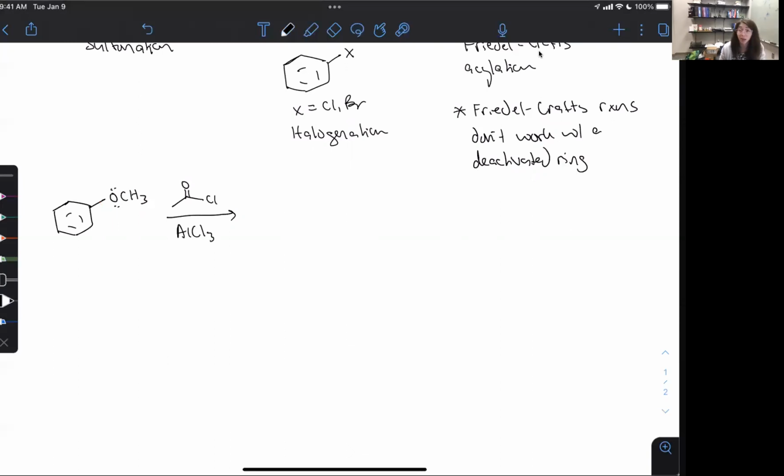And we're going to go through the mechanism and think about how we can predict what our major product is going to be with this particular starting material. Okay, so if we start off with forming the electrophile, that's going to be the first step in most cases here. So we're going to react with our Lewis acid.